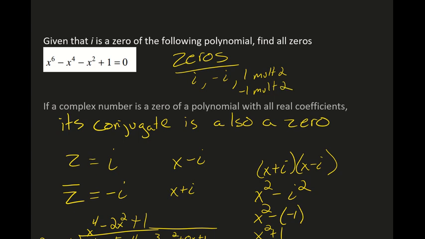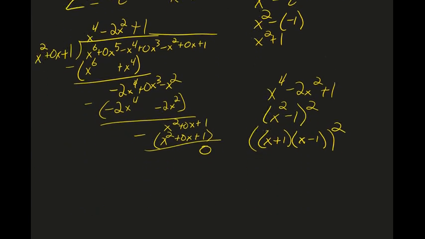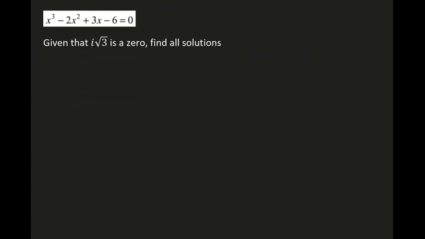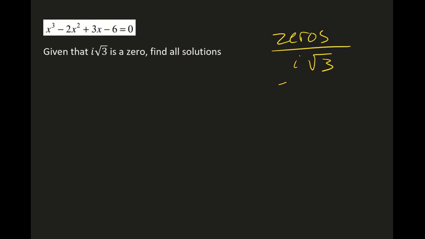So the big thing with this, the new piece, is that we need to find the complex conjugate that is also a zero, and then find those factors, multiply those factors together, and do some long division. Let's take a look at another one. Now, this one, all our zeros, well, we know that i root 3 is a zero, and this has all real coefficients, so negative i root 3 also has to be a zero. So that's 2 of them.